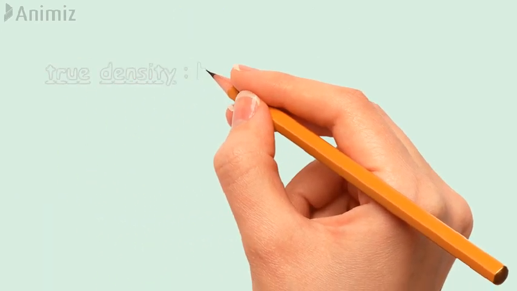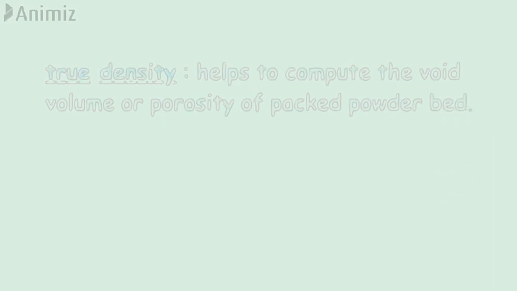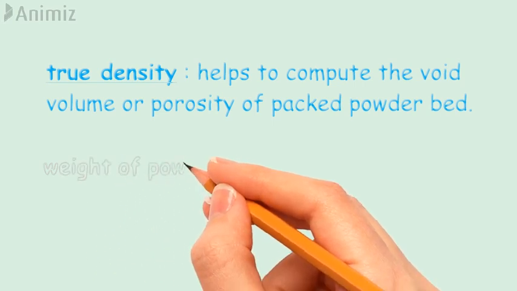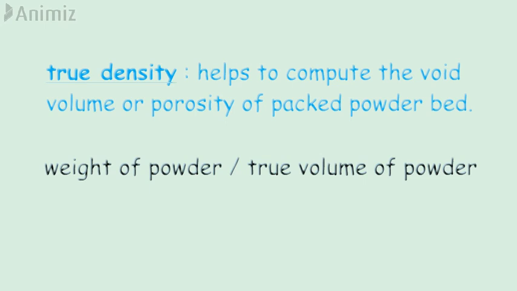For the computation of void volume or porosity of a packed powder bed, it is desirable to know the true density of it. True density equals weight of powder divided by true volume of powder. Experimental methods to find true density are the gas displacement and liquid displacement methods.